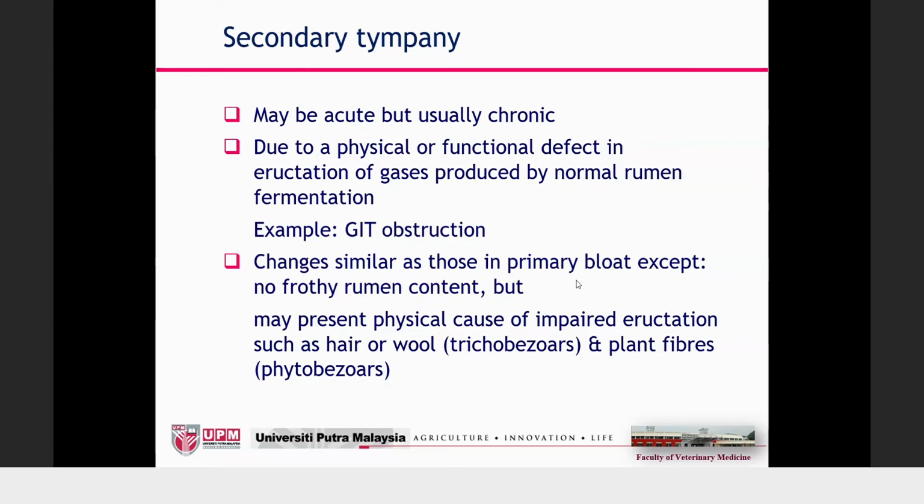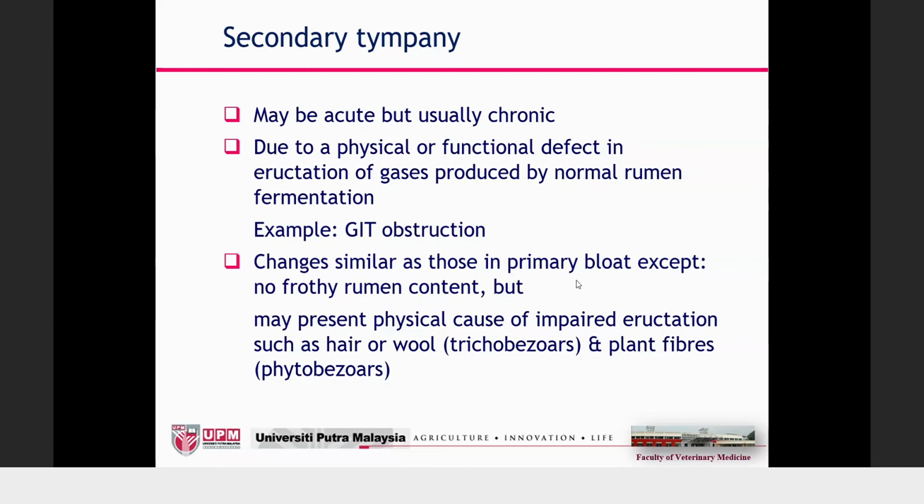So what's important here? Probably the immediate treatment may be about the same. You can use a trocar and remove all the gas. But that is not good enough, because to solve the problem, you need to remove those foreign materials, whether it is hair, whether it is wool in the lumen, or maybe it is neoplasia in the wall of the GIT. You need to do that.